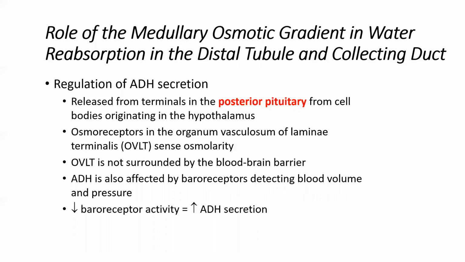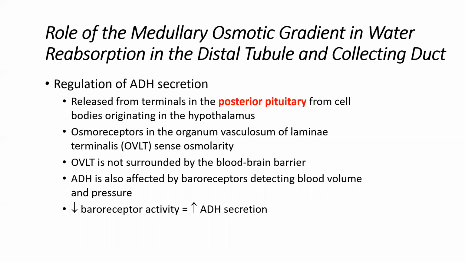ADH is also affected by baroreceptors. Blood volume and blood pressure are other stimuli for ADH. So if we have decreased baroreceptor activity, meaning decreased blood volume and decreased stretch of these baroreceptors, then that is also going to be a stimulus for ADH secretion.